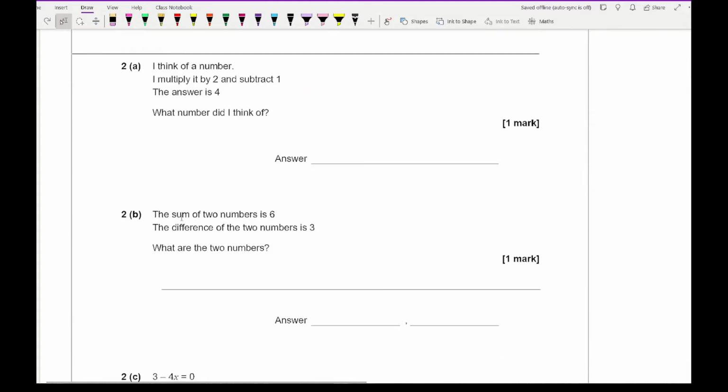Question 2a says I think of a number, I multiply it by 2, subtract 1 and the answer is 4. If I just take this, in terms of algebra, think of a number which is called x, multiply it by 2 and subtract 1. So what I'm looking at is the graph of y equals 2x minus 1. It says the answer is 4, so what I'm looking for is the x ordinate of this line when y equals 4.